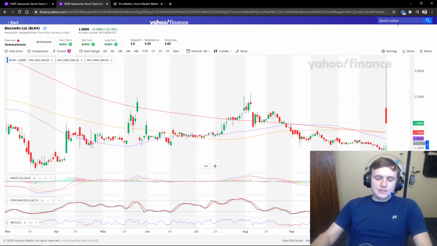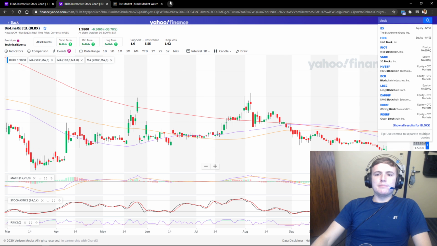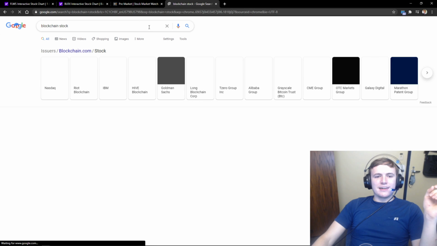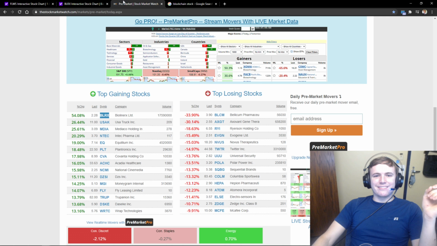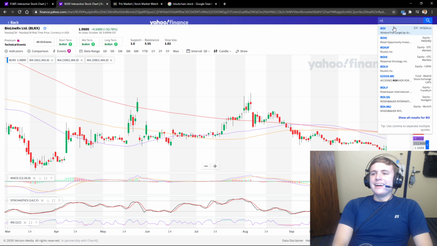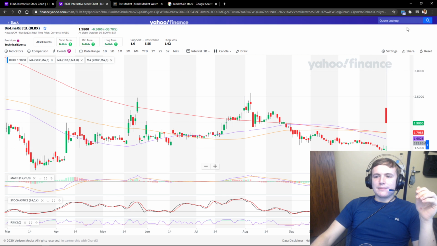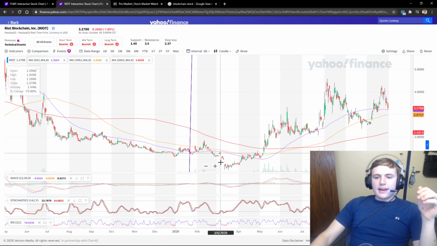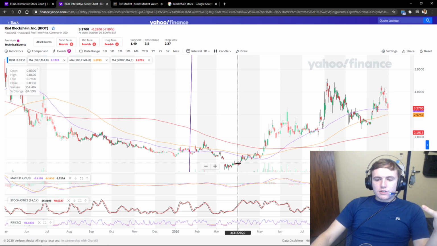I remember there was this one time when this blockchain company, what's the company? I can't believe I forgot the name. I literally own this stock, Riot. Okay. I remember there was this one time Riot had this big gap right here, and it looked like a downward gap, but it was actually a bottoming gap that was the start of a huge uptrend.